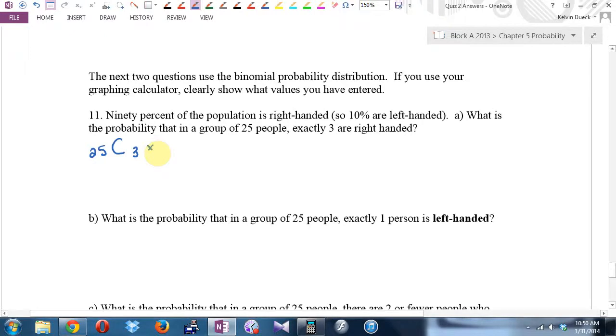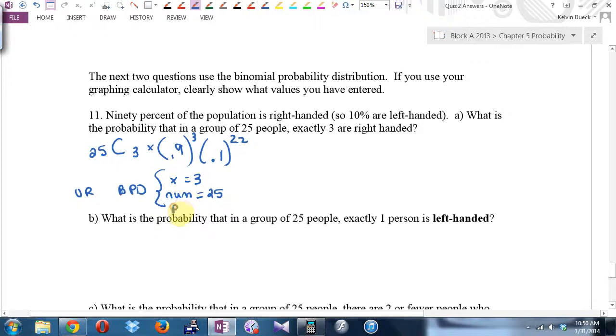Anyways, 3 right-handers: the probability of being right-handed is 0.9, 90%, 3 of them. Probability of being left-handed is 0.1. And I guess I want 22 of them. Or you could also go like this, where you have x equals 3, number of trials equals 25, and p equals 0.9.